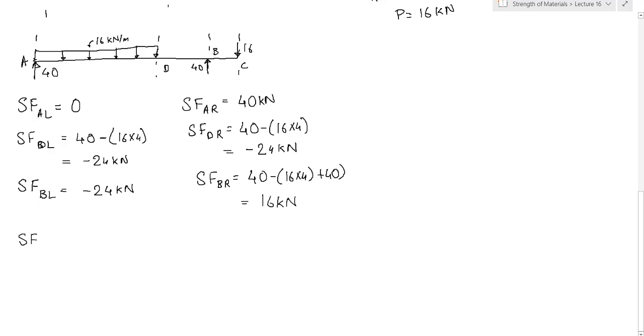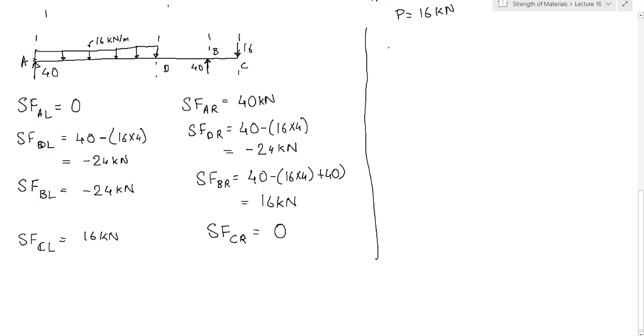Then there is shear force to the left of C, right? Which will be what? Again, if you do the calculation, it will come out to be 16 kilonewton. And shear force to the right of C, if you do all the calculations, it will be 0 kilonewton, right? So we have found out the shear force. Now we can find out the bending moment.